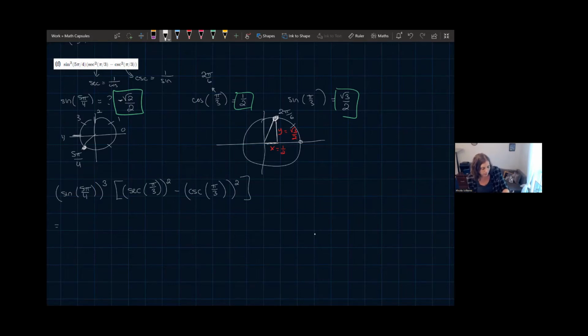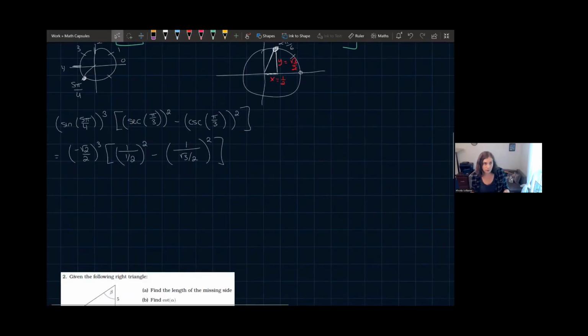So now let me replace: sine of 5 pi on 4 is negative root 2 over 2. Secant of pi on 3 is 1 over cosine of pi on 3. So it's 1 over 1/2. Cosecant of pi on 3 is 1 over sine of pi on 3. So it's 1 over root 3 over 2. Now we need to evaluate this.